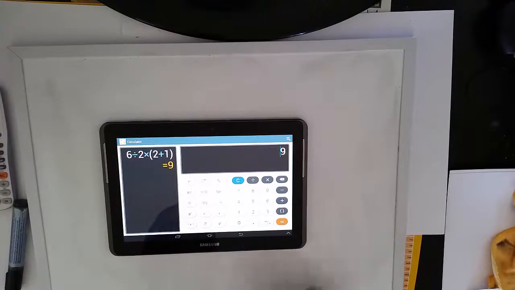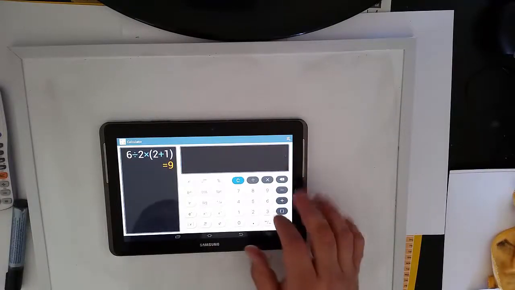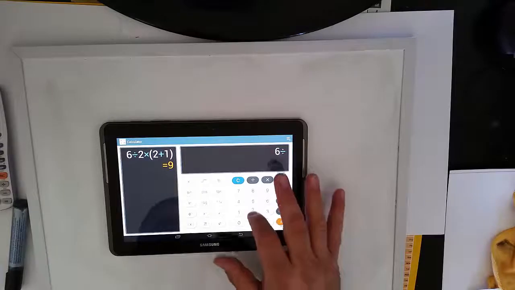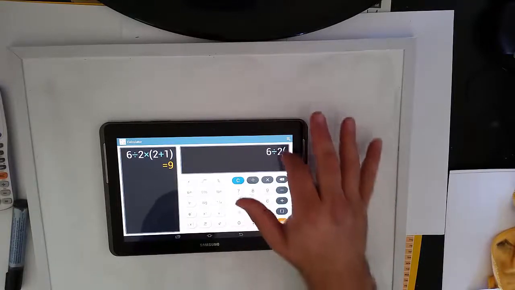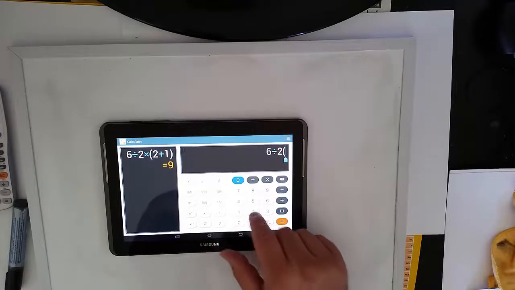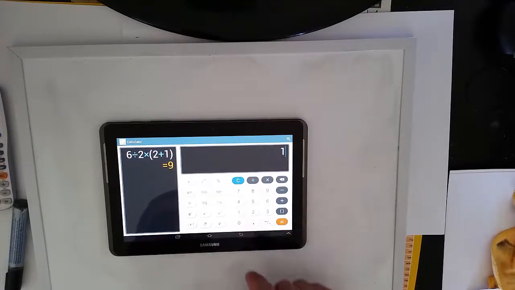Okay, but that doesn't look exactly like the question. So we'll try and put this in exactly the way it's shown on the board here. So 6 divided by 2 bracket, gotta get rid of that times, and then put in the 2 plus 1. Oops, okay, so it's already showing that it's the wrong format. It's not going to work on this. And my theory is that these calculators don't make up for the distributive law.